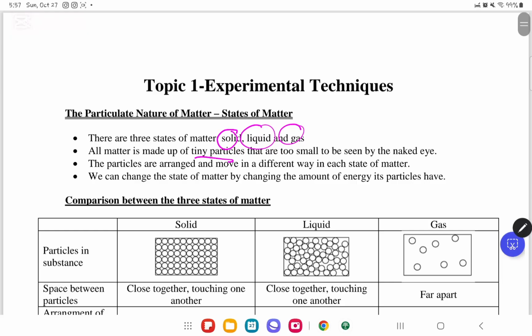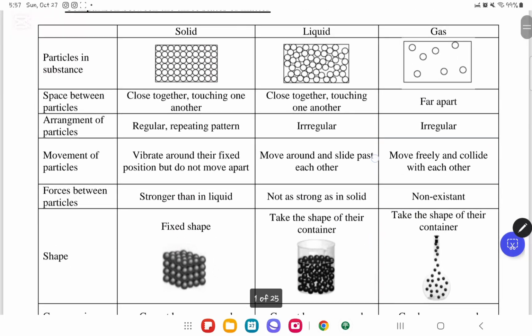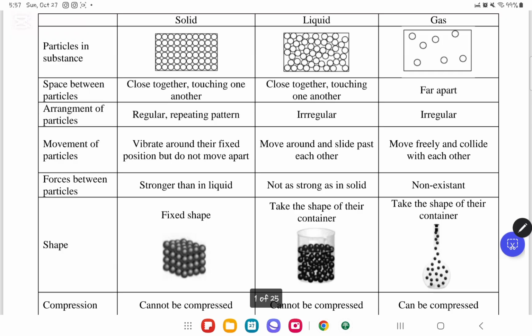So, in the 3 different states of matter, the particles are arranged in a different way and they move in a different way. And of course, by changing the amount of energy, by adding heat or removing heat, by giving more energy or taking away energy, we can change the state of matter. So they gave us a table over here, and they're going to explain to us each state of matter, how it works.